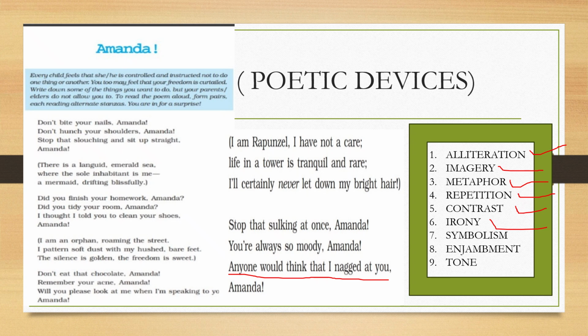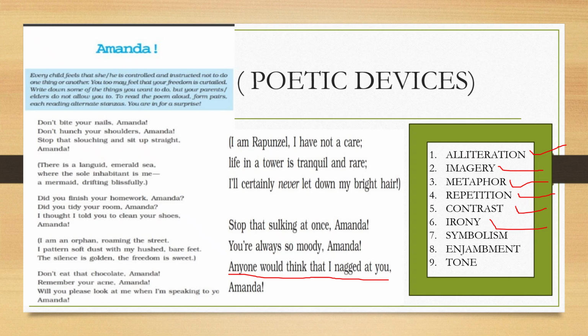This irony shows how adults sometimes fail to see their own mistakes, thinking they are being caring while actually being controlling. Mother was thinking that she was caring for her child, but the reality is the opposite. Actually, she was controlling Amanda. That is known as irony.